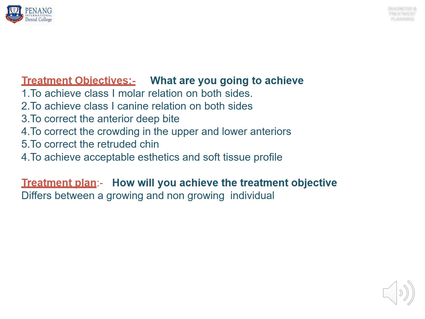So how will you achieve the treatment objective? In order to formulate a treatment plan, we need to know the patient's age. The treatment plan differs between a growing and non-growing individual. In a growing patient, we can consider a twin block functional appliance. However, if the patient is a non-growing individual, we may need to consider combined orthodontic treatment and orthognathic surgery for this patient.